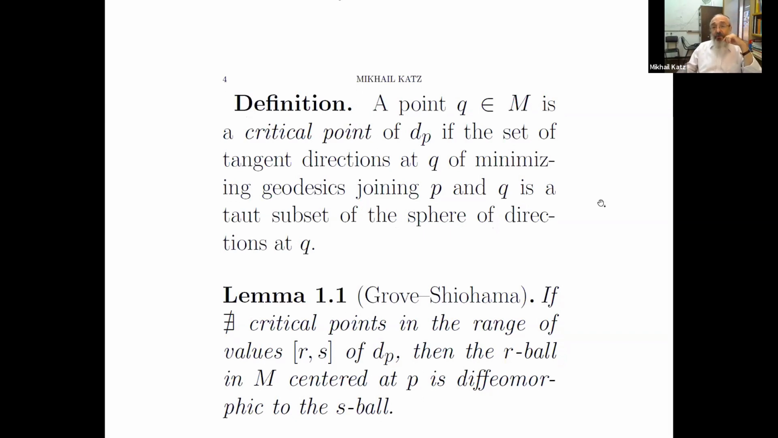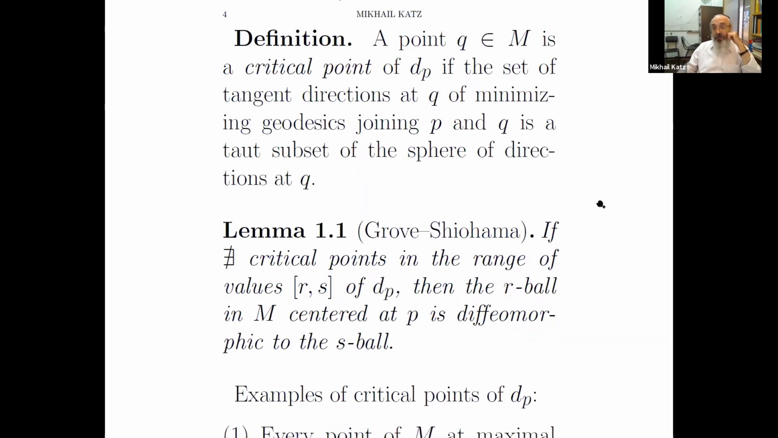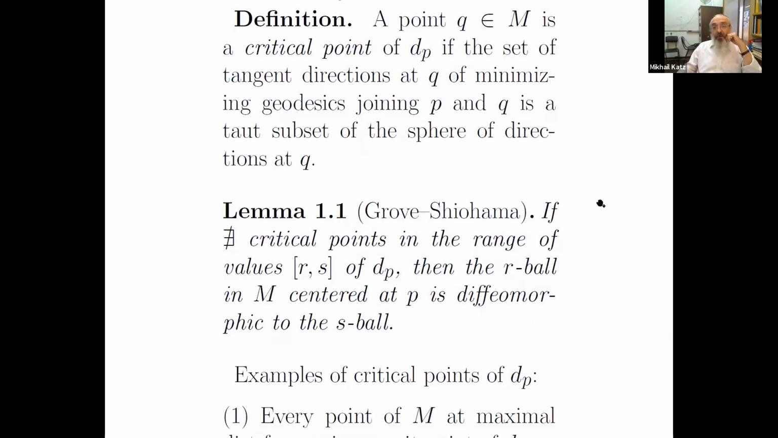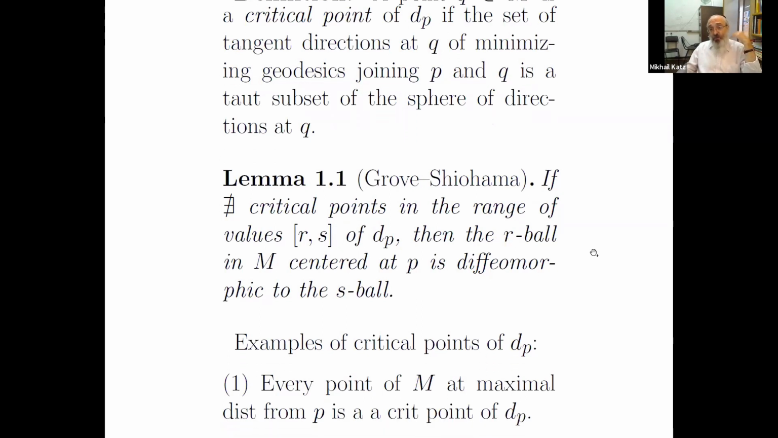The significance of this notion of critical point is the following lemma that appears already in Grove-Shiohama: if there are no critical points, then you would expect by Morse theory that there would be no changes in the topology of the R-ball. And this is exactly what the lemma says. If there are no critical points with values between R and S of the distance function, then the R-ball is diffeomorphic to the S-ball. So again, absence of critical points gives you a kind of deformation lemma: the neighborhoods are diffeomorphic. There's no change in topology, just as in Morse theory.